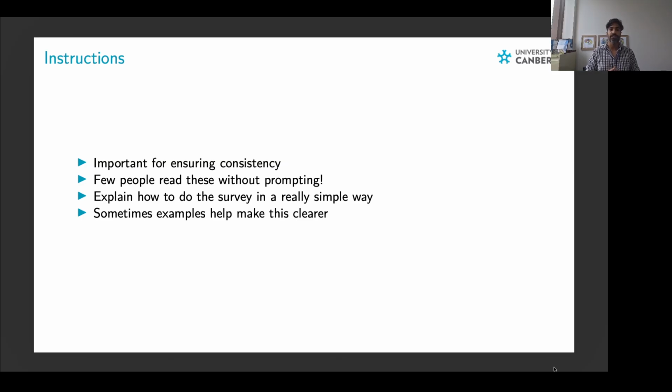Explain how to do the survey in a really simple way. You can explain it, or you could have them do a pre-survey survey where they fill out questions that don't contribute to the actual survey responses, and they can get a feel for how the interface works and how they're completing that survey. And sometimes examples help make this clearer.